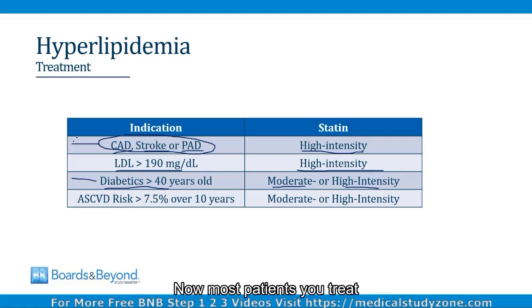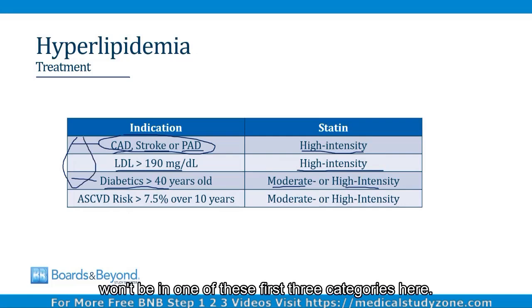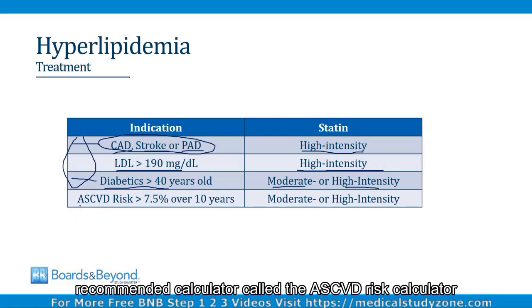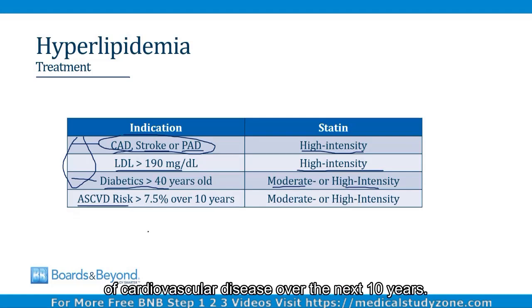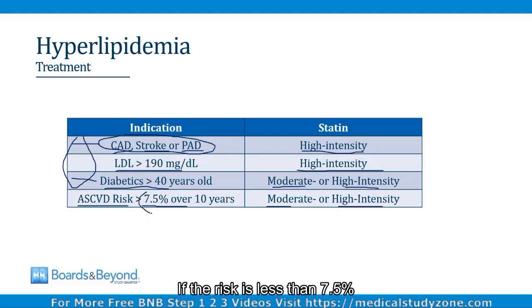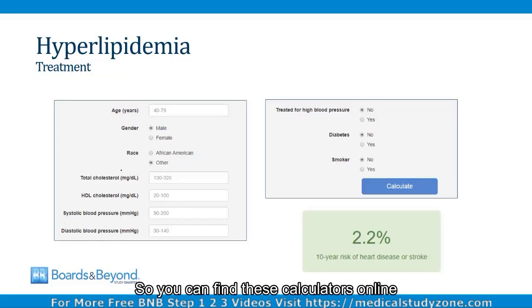Now, most patients you treat won't be in one of these first three categories. So for all of those patients, what you're going to do is use a standard guideline-recommended calculator called the ASCVD risk calculator to determine the patient's risk of cardiovascular disease over the next 10 years. And if that risk is greater than 7.5%, then that patient should be treated with a moderate or high intensity statin. If the risk is less than 7.5%, then they don't need statin therapy. You can find these calculators online by just searching for them.